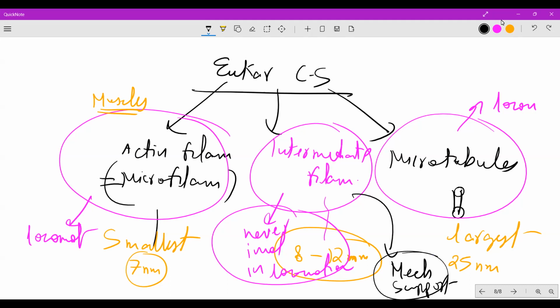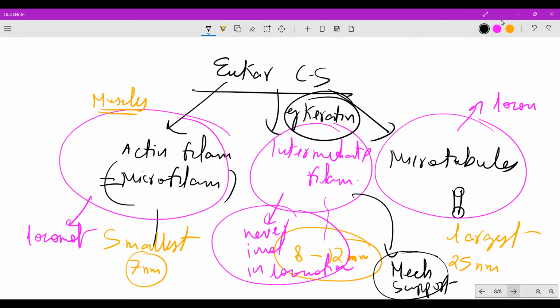जैसे example keratins. What is keratin? हमारे स्किन में होता है, हमारे बालों में होता है, हमारे नेल्स में we have keratins. Keratins provide structural, mechanical support. So this is the main function, to provide support. So now we know different components of the eukaryotic cytoskeleton.